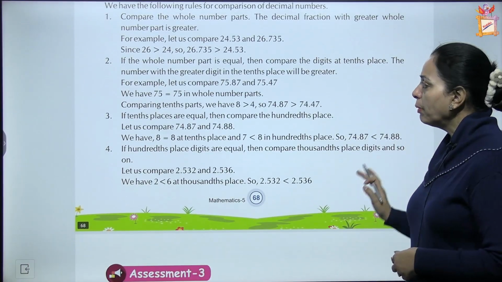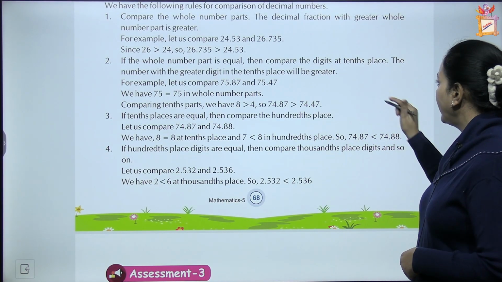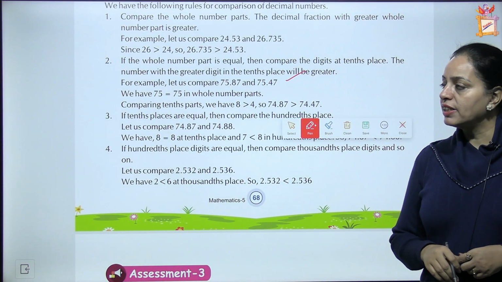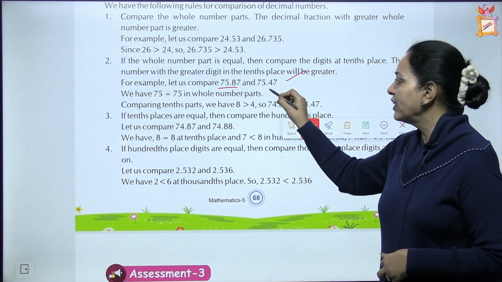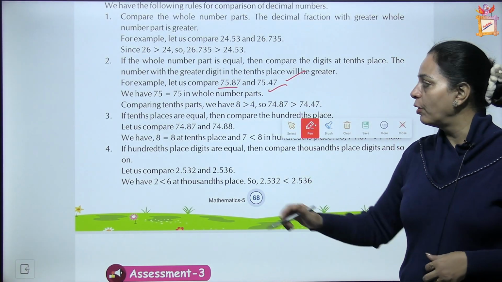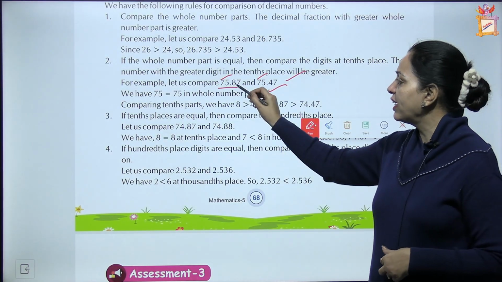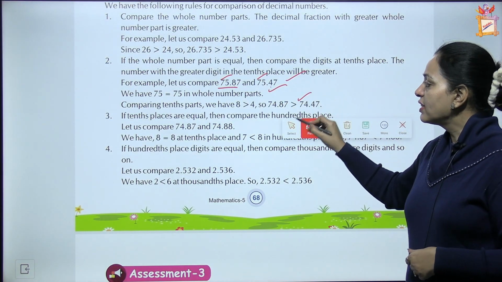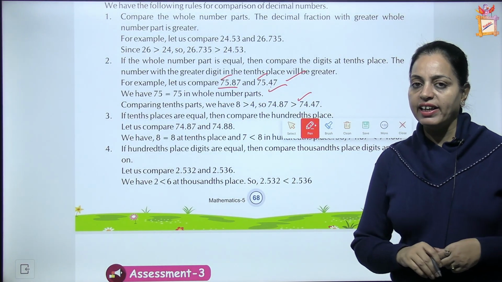Now if the whole number part is equal, then we have to compare the digits at the tenth place. The number with the greater digit in the tenth place will be greater, like 75.87 and 75.47. Whole part same. We will compare the tenth digit, this is 8, this is 4. So 8 is bigger, that's why this number is bigger. 75.87 is greater than 75.47.